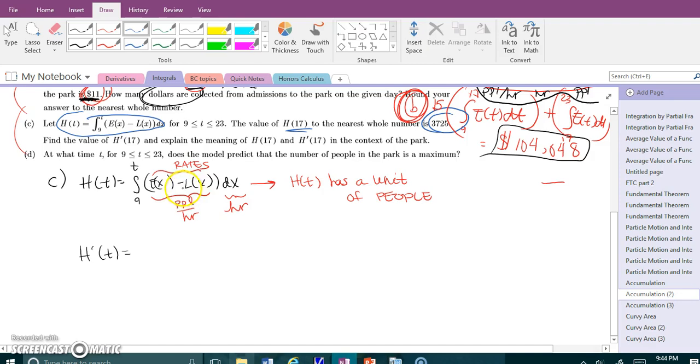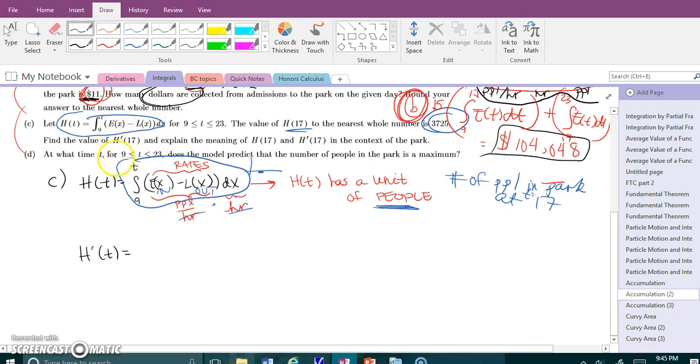And this is where the units are key. Remember, the units are the most important thing with accumulation. E and L are rates, the rate in and the rate out. Those are both measured in people per hour. dx is the tiny width on the x-axis, which represents the time here, hours. People per hour times hours gives you just people. So this whole expression, which is h, has a unit of just people. That means 3725 is the number of people in the park at t equals 17, which would be 5 p.m.